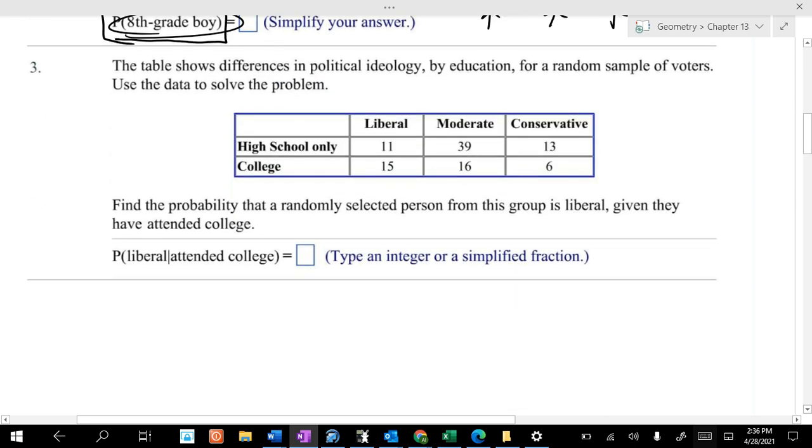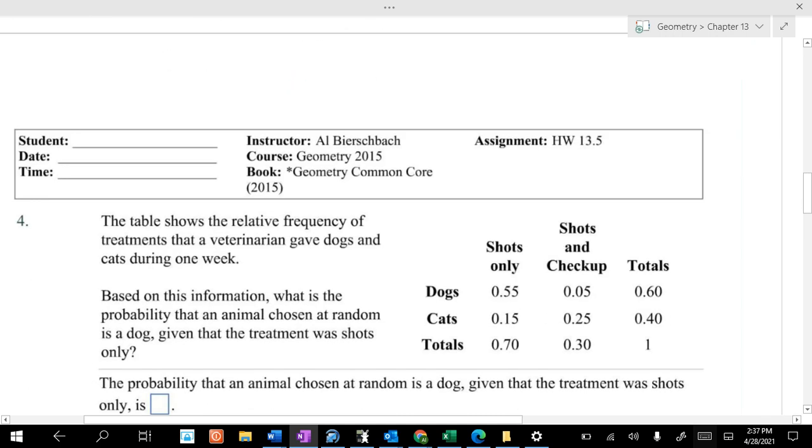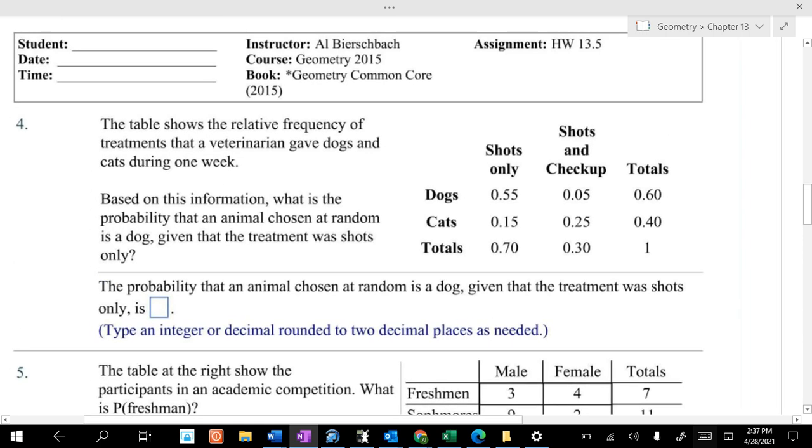Okay, now we go back to conditional probability. Out of those who attended college, how many are liberal? Out of those who attended college, so we get rid of this high school area. We don't need that. Out of those who attended college, how many are liberal? Well, we need to know how many attended college. 15 plus 16 is 31, plus 6 is 37. So how many attended college are liberal? 15. 15 of the 37 are liberal. Oh, yeah, simplified fraction.